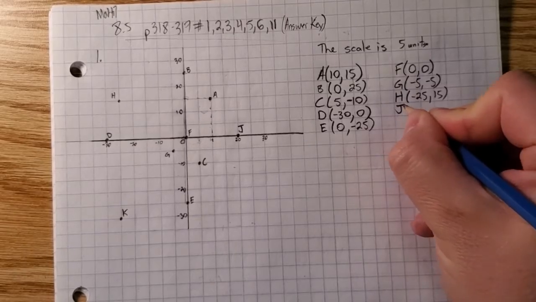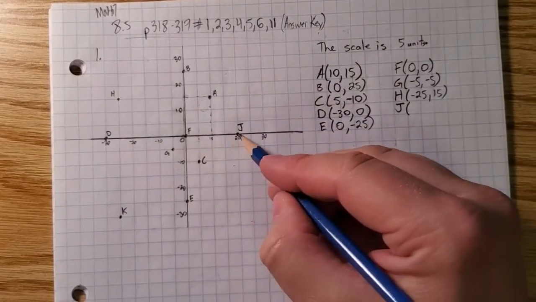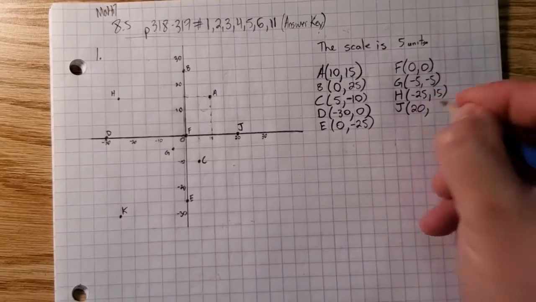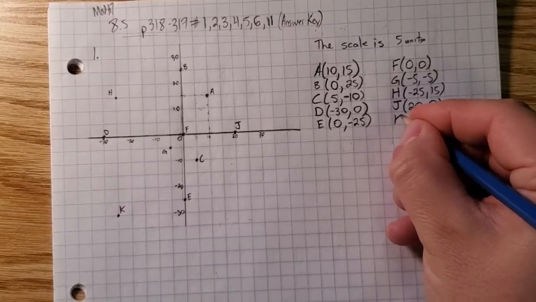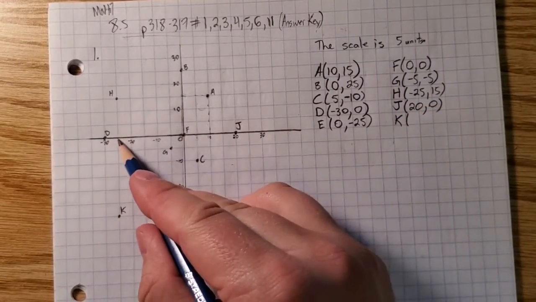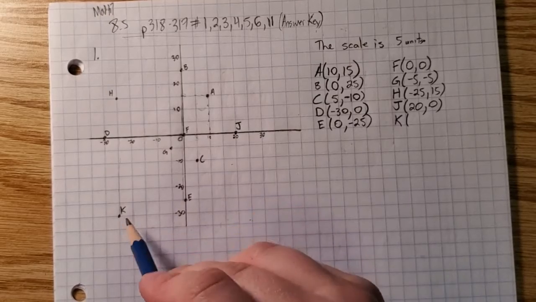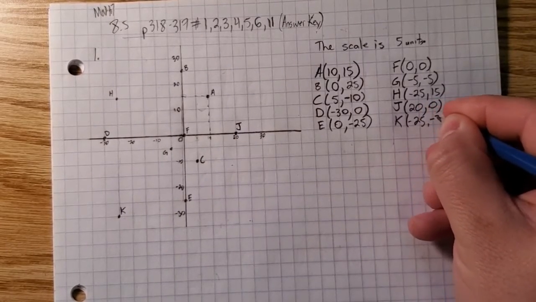There's no I. They skipped I. Maybe because it looks like a 1. I'm not sure. J goes right to 20 and doesn't move up or down, so it's 0. J and K finally is way down here. We went left to negative 25 and then down to negative 30. So negative 25, negative 30.